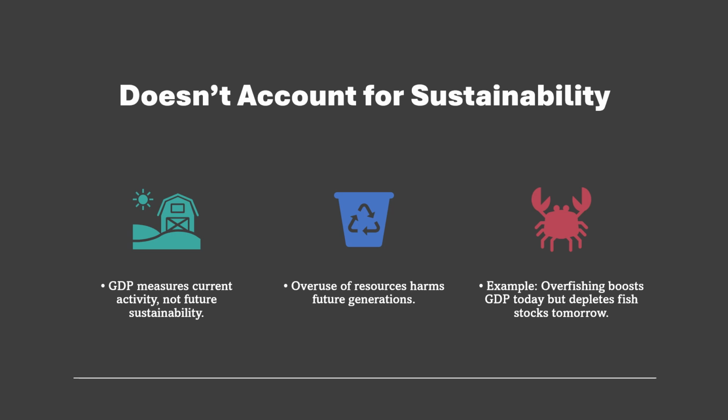5. Doesn't account for sustainability. GDP measures current economic activity but doesn't consider whether this growth is sustainable. For example, overfishing might boost GDP today, but it depletes fish stocks for future generations. Similarly, excessive use of non-renewable resources may lead to economic collapse once those resources run out.